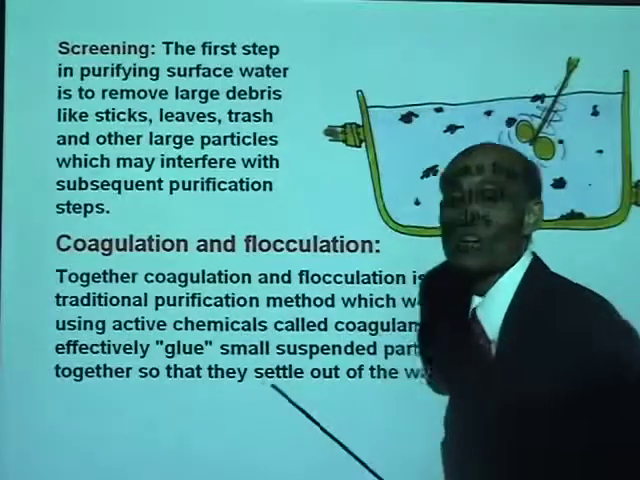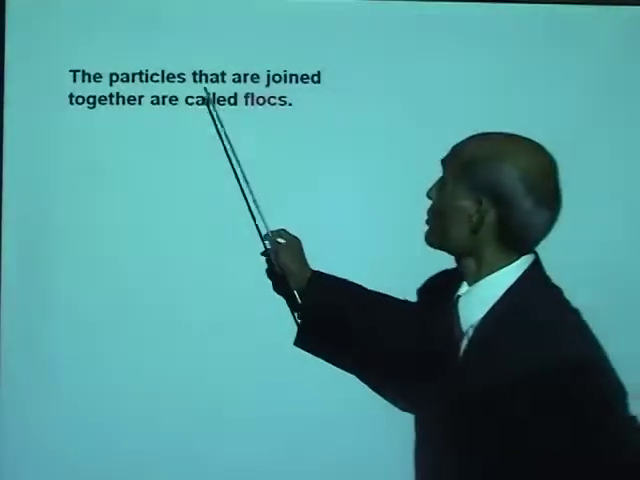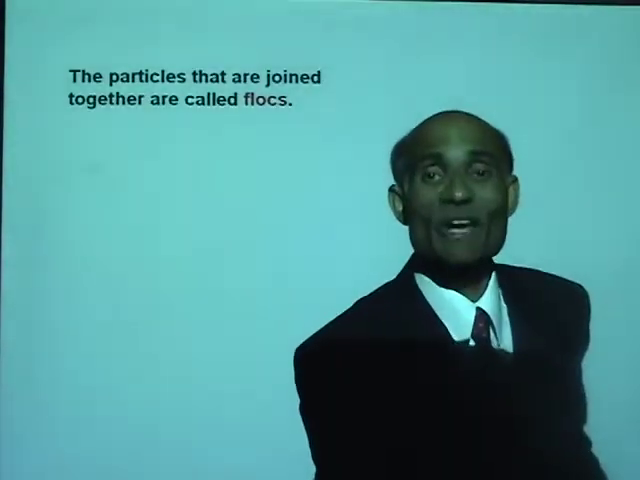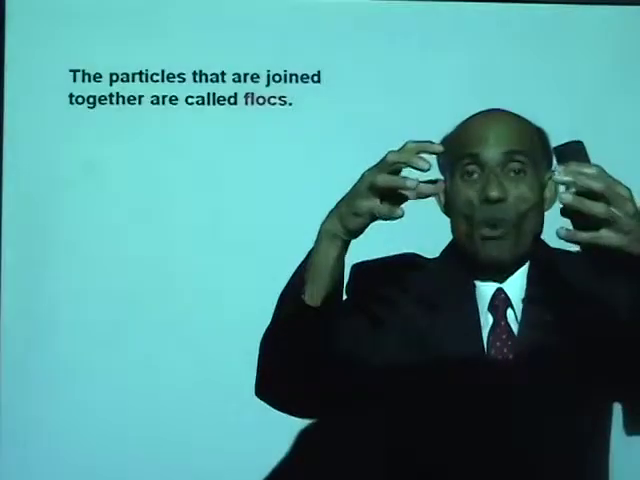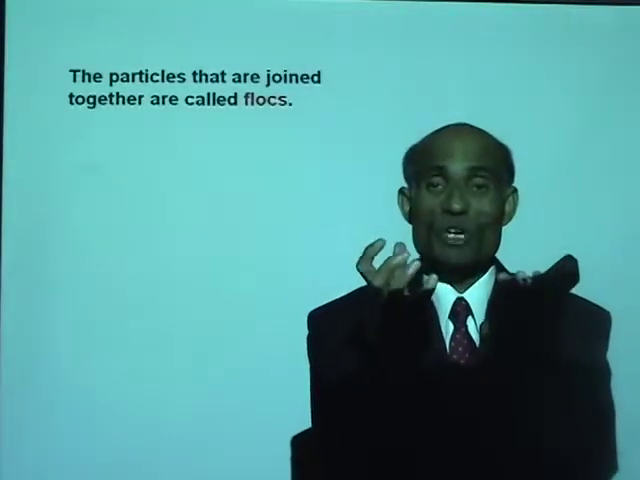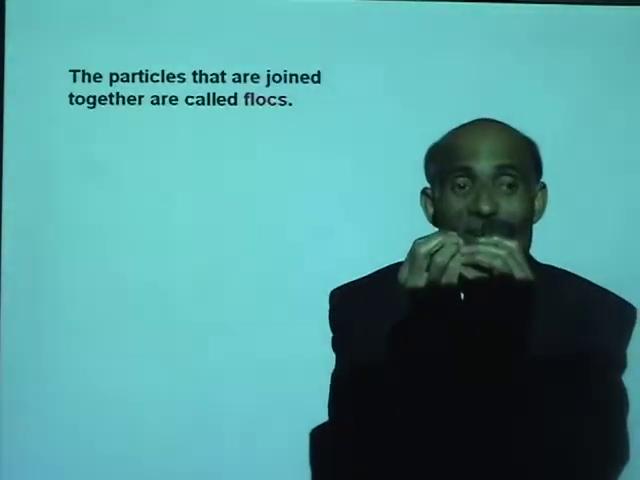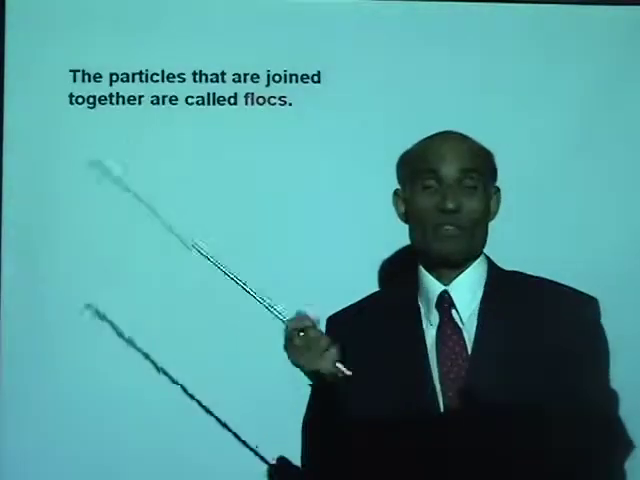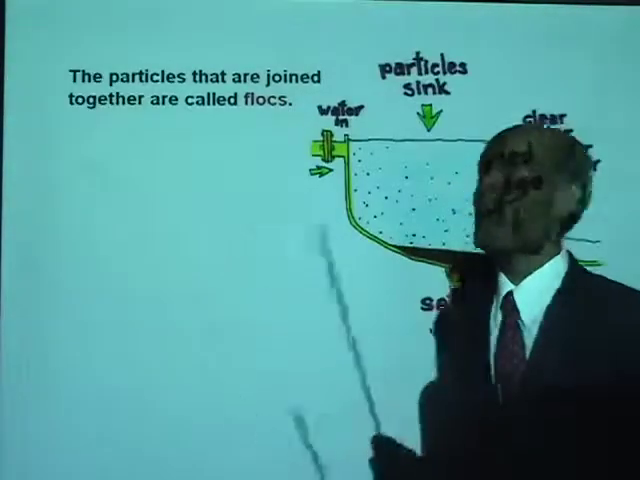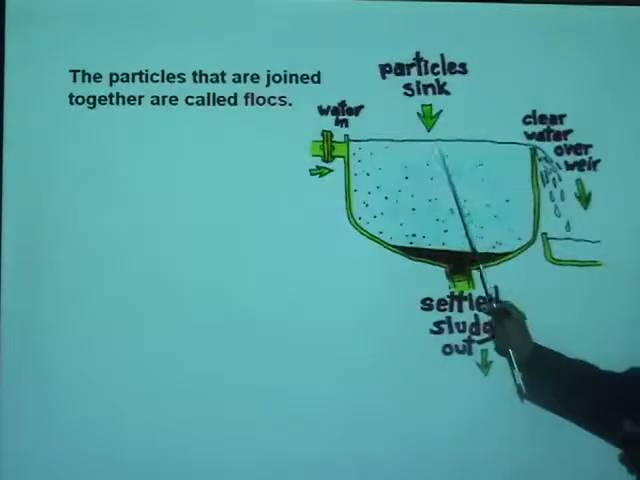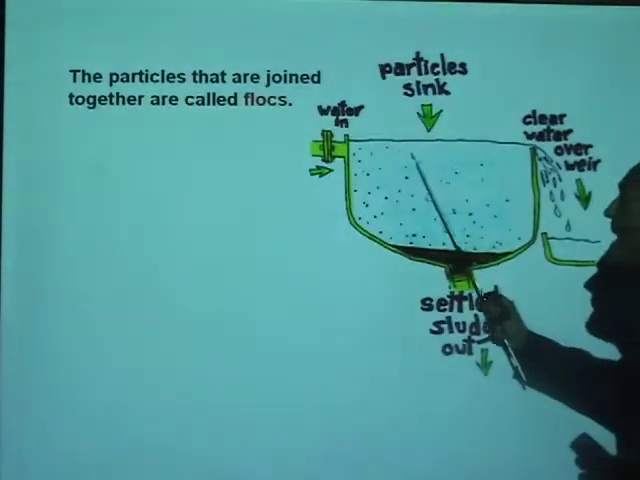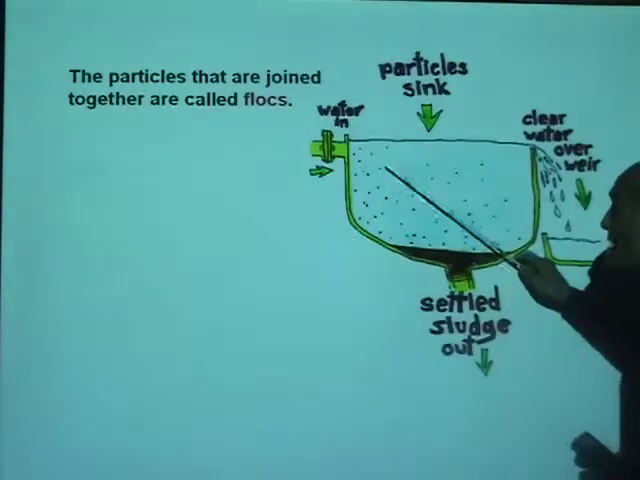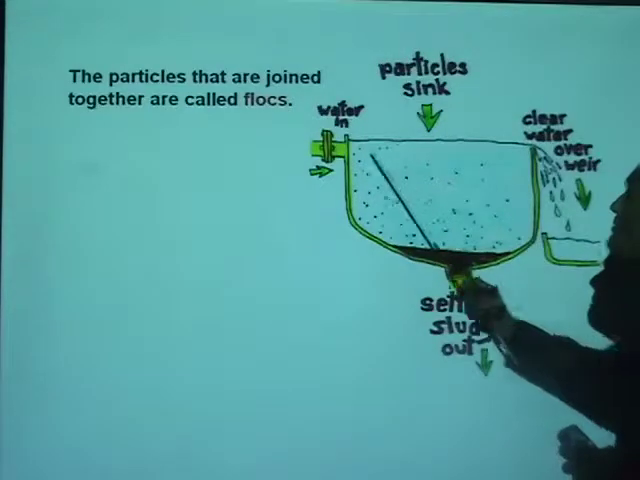So coagulation is an important step. Particles that are joined together are called flocks. When you add coagulants to water, these small suspended particles get all glued together, and then the glued together particles are called flocks. They are heavy and will sink to the bottom. Here you can see that illustration. The addition of coagulants has resulted in the formation of flocks, which then settle to the bottom of the tank.